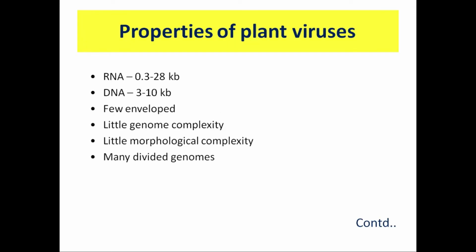Now, the viruses which attack plants, the plant viruses, have some common properties. These are all general properties. We have many exceptions to them. When the genome of a plant virus is of RNA type, then the genome length varies from 0.3 to 28 kb, kilobase. If the genome of the virus is DNA type, then the length of the genome varies from 3 to 10 kb. Only a few plant viruses are enveloped.